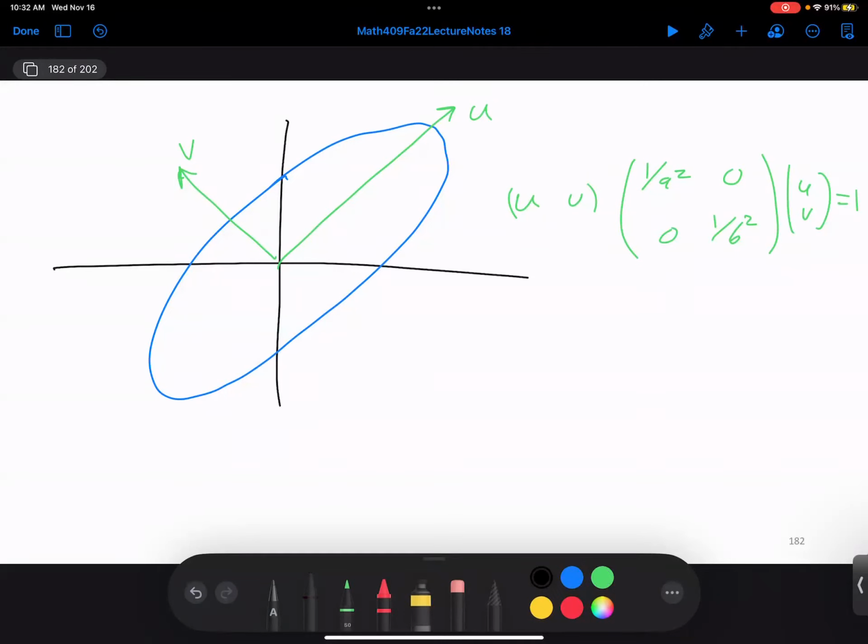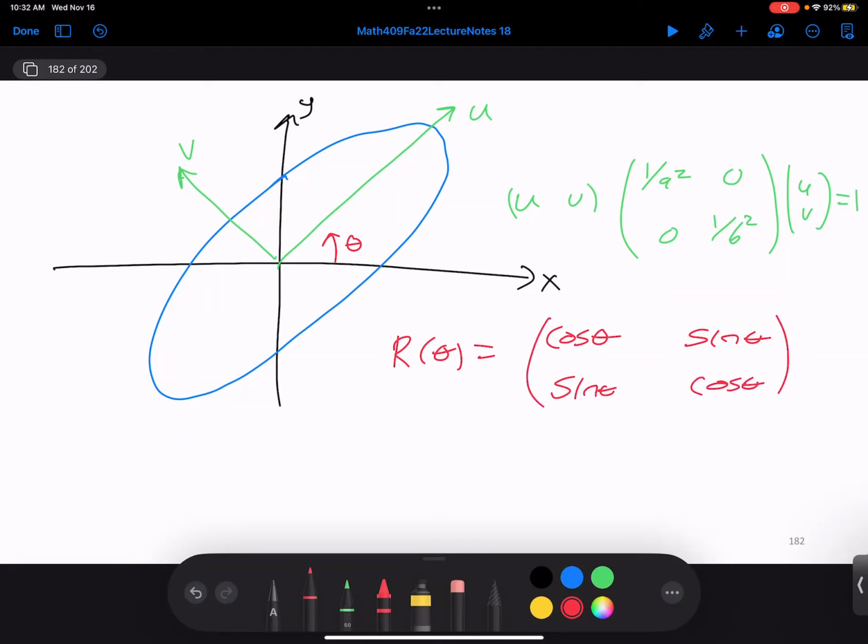And then how do I get from the xy basis to the uv basis? Rotation matrix. And so I rotate by some angle theta. So R of theta, so I'm going to write down something that's wrong. So what is the mistake that I've made? There's a minus sign. One of the two signs gets a minus sign.